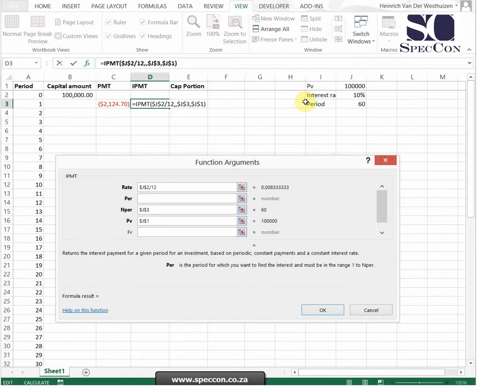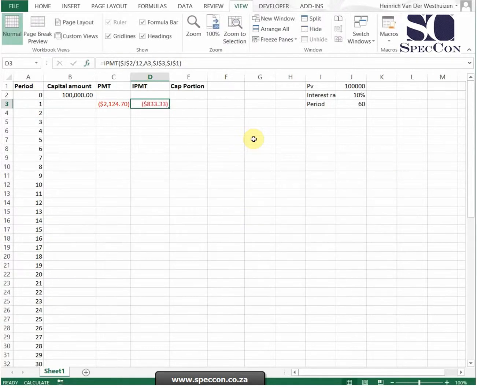You can only calculate the interest portion for a specific period. So if I've made a payment of 2124 in period 1, then I want to know what interest I pay in that specific period. So I'm selecting period 1. That will then tell me that I've made an 833 interest payment. So what's my capital portion? It's just the payment minus the interest. So of my 100,000 loan, I've paid off 1291.